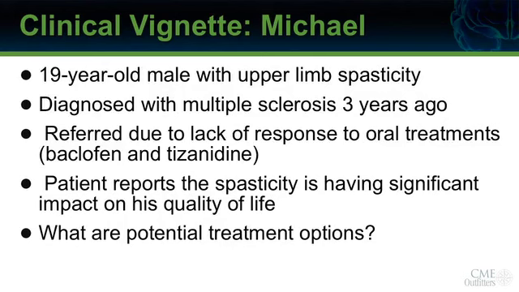This is Michael. He's a 19-year-old man with upper limb spasticity associated with multiple sclerosis diagnosed 3 years earlier. He's referred because his treatment with oral agents by his outside neurologists were ineffective, and those included baclofen and tizanidine, in that not only did they not relieve his spasticity effectively, but they caused significant side effects, including drowsiness and weakness and sedation. Now, the spasticity is causing significant impact on Michael's quality of life, and he's wondering whether or not there are other treatment options that might be offered for his spasticity.